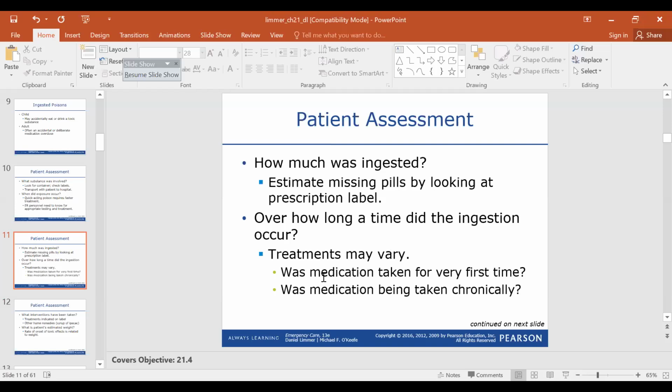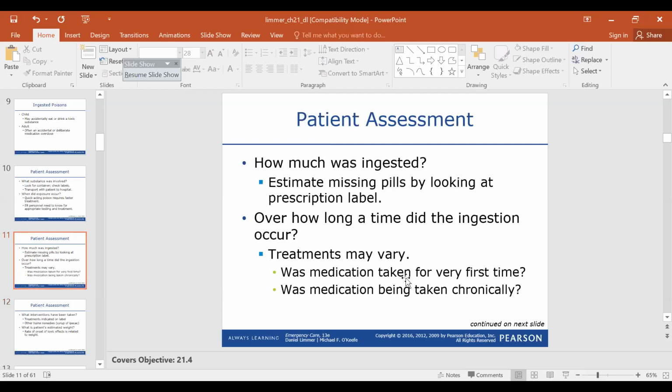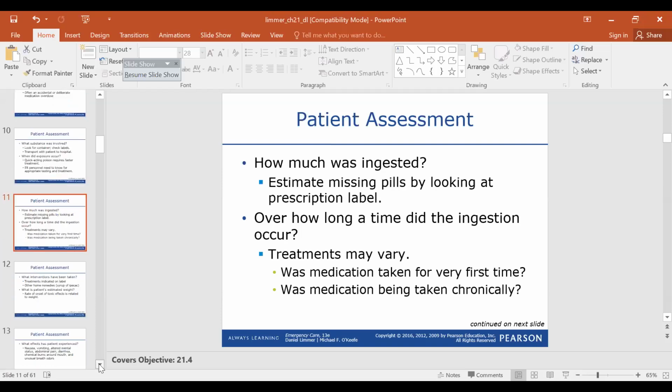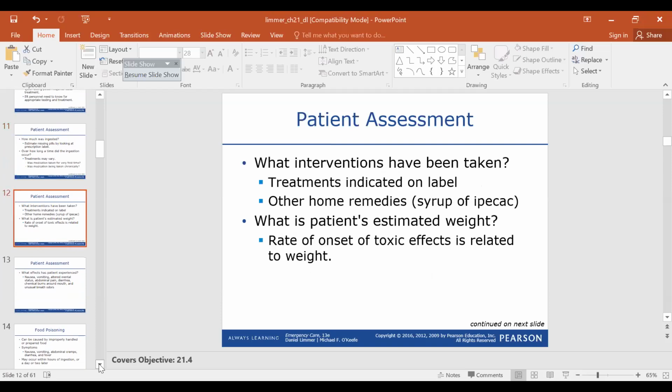And again, like it says here, treatment varies. Poison is one of those very broad things that it could be anything and it could be taken any way. So as much information as you can get from the patient or the people around them, or even just your scene, whatever you can actually collect physically while you're on the scene will help a lot when this patient gets to the hospital. So what interventions have been taken?